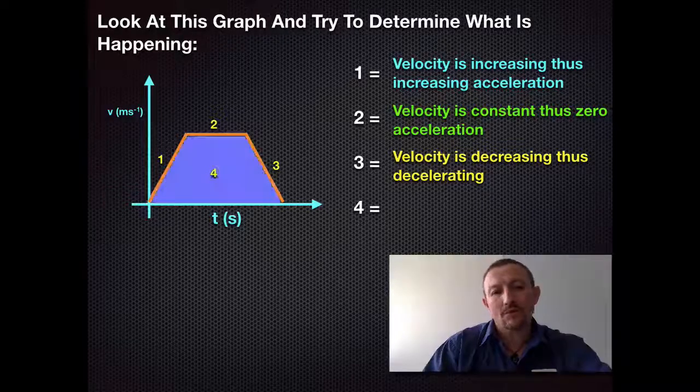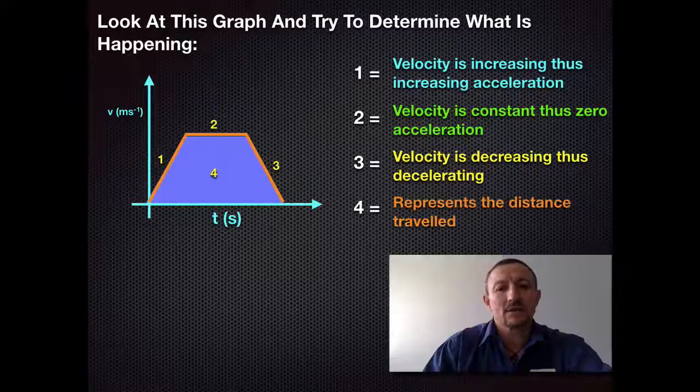Now what 4 represents is the area under this line. The area under this line will basically determine the distance travelled. Now you may ask, well, how does that come about?